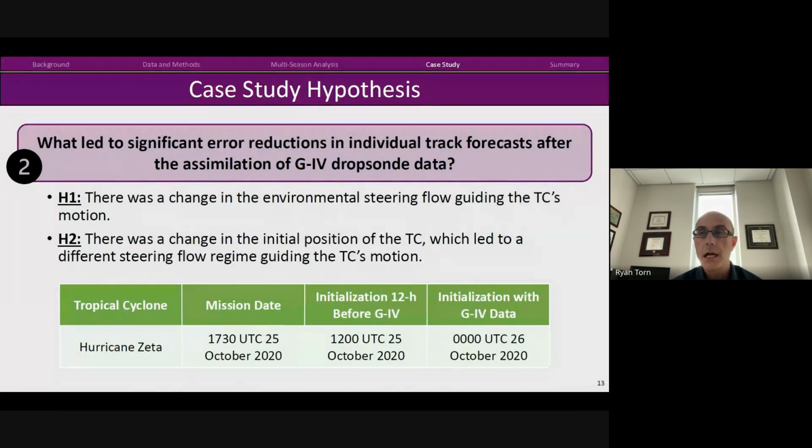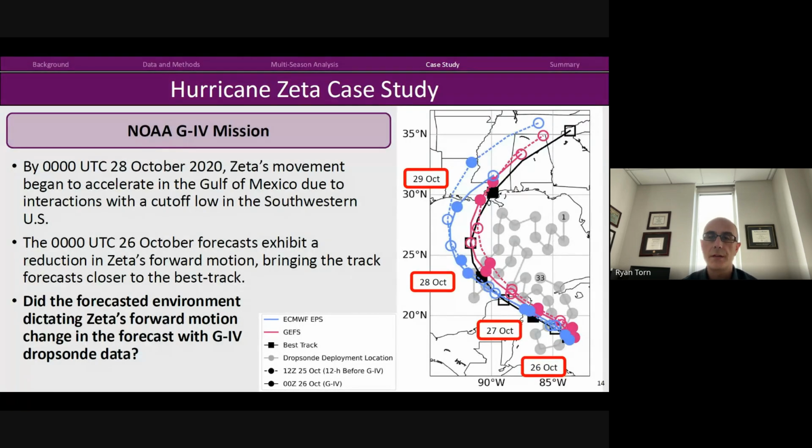So we went and did a couple of case studies. We looked at a couple of cases that have really large track improvements relative to the cycle before that, and we were posing the hypothesis that that improvement was coming from changing the steering flow near the storm or changing the initial position of the storm. One of the cases we looked at was Hurricane Zeta from 2020. If we go to the next slide here, these are the forecasts before and after that first dropsonde case.